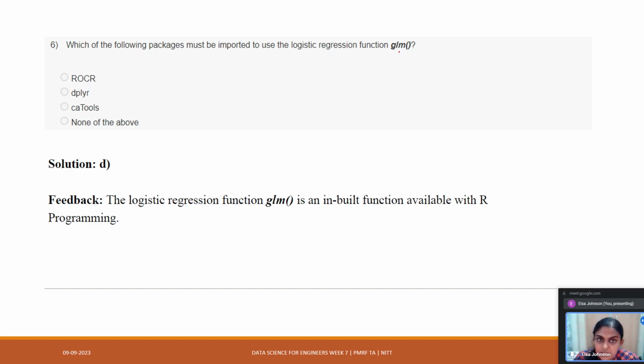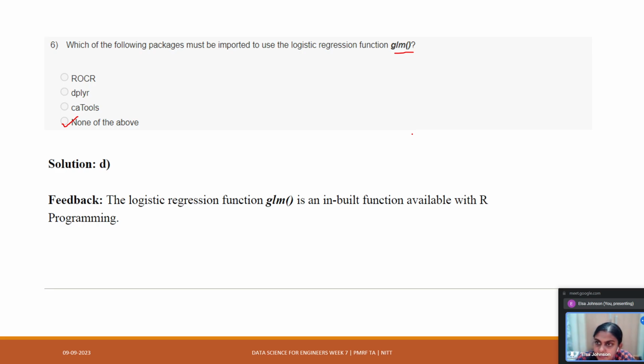Now, GLM, this function you have already seen in your lectures. It's a logistic regression function, an inbuilt function available with R programming. So none of the above is the answer. For that particular thing, these are not the packages that you need to install.